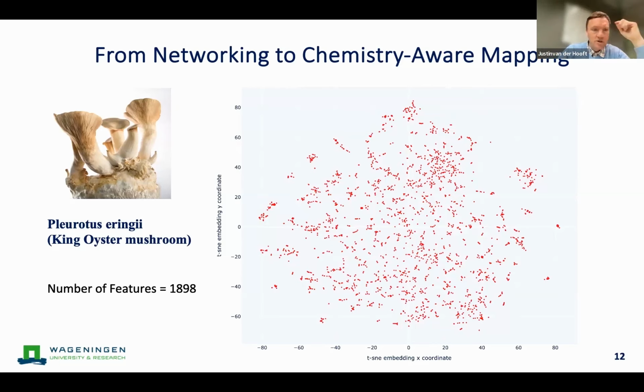Now we consider the mushroom Pleurotus, and we can see that we obtained nearly 2,000 features for this particular mushroom, but still, it's not clear where we would start, right? Say that our question would be, how does this mushroom differ from the Hericium mushroom? Which features are mostly unique to Pleurotus? Then we would need some statistical information to map on top of this map.